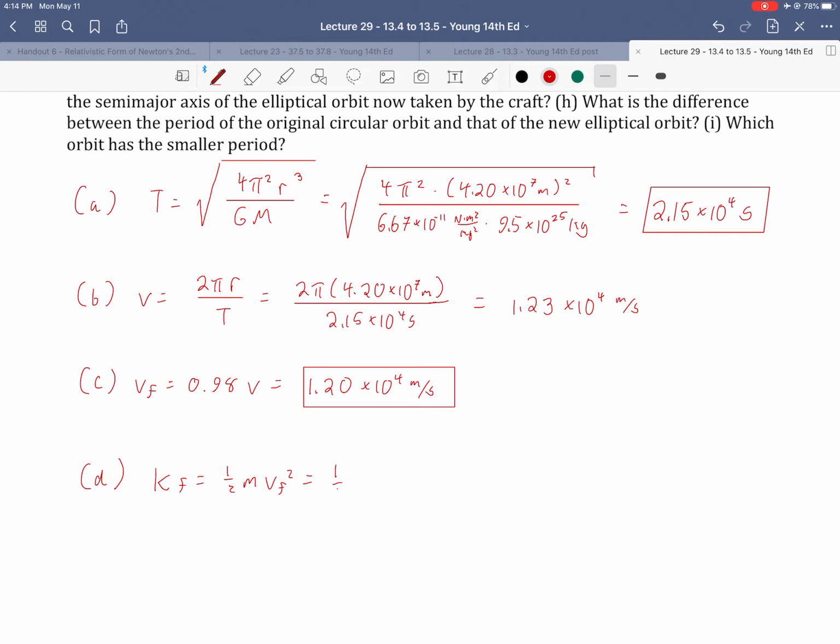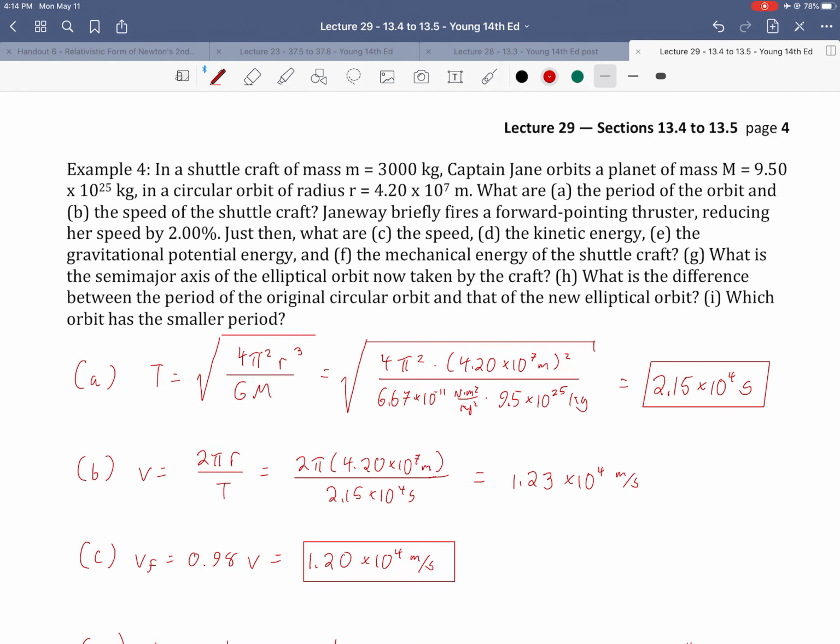And so that would just give us 1/2 times our 3,000 kilograms, and then 1.2 times 10 to the 4 meters per second squared. I guess she has a small ship, huh? Oh well, it was described as a shuttle. That makes sense. Okay, and there we go. And so that's 2.17 times 10 to the 11 joules. Now we could have found her kinetic energy before that, but now we're finding the kinetic energy afterwards.